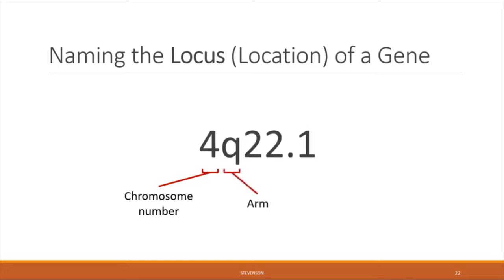Q, you may have already deduced, is the arm, either the small or the large arm, so this letter will either be P or Q. And then the third number is the position of the gene on that arm. So the arms have been divided up into individual segments, and this particular gene or segment of DNA is located at 22.1 position.